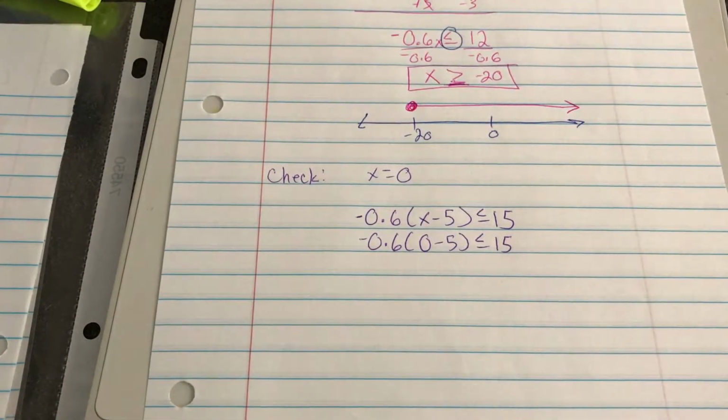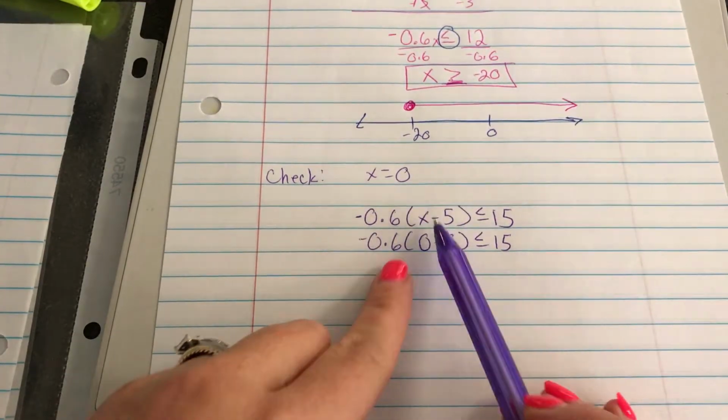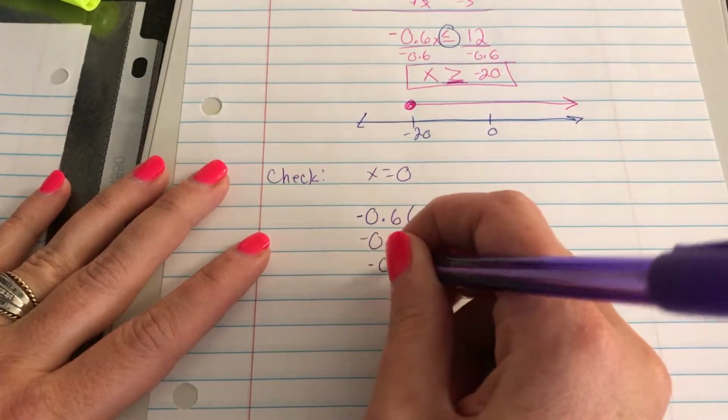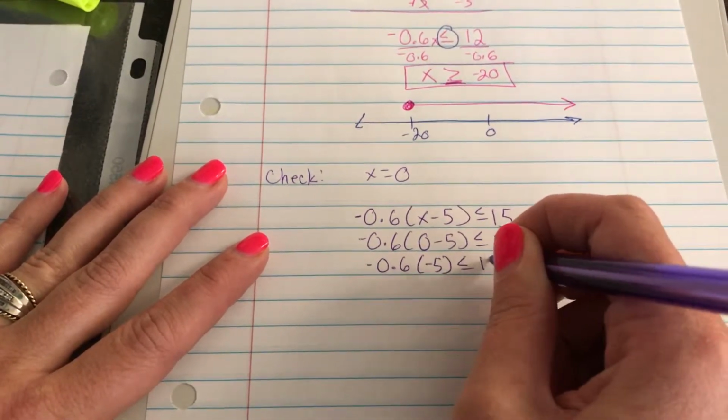Order of operations says, what do I do first? Parentheses, okay? I have to do parentheses. I'm not going to distribute because I have two numbers in a parenthesis that I can simplify, correct? Yes. So that's the difference in distributing and doing order of operations: I can actually simplify this. You distribute if you can't simplify the parentheses, okay? Are we clear on that? Yes, ma'am. Okay? Is it 0.6 times negative 5? Yes. Negative 0.6 times negative 5 is less than or equal to 15.